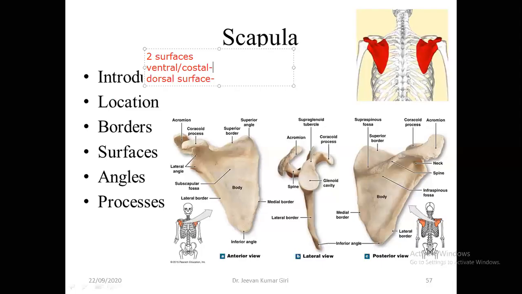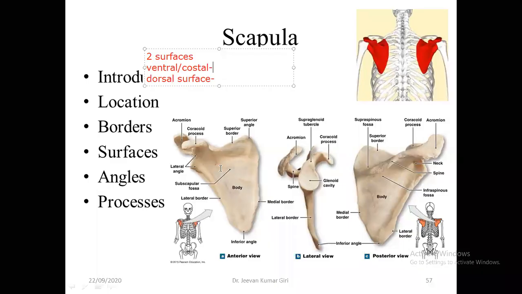Now see here, in this first diagram you can see one surface. This is the costal surface or ventral surface. Here you can see the next surface. This is the dorsal surface. Now see, this costal surface faces the ribs, and the costal surface bears a fossa.